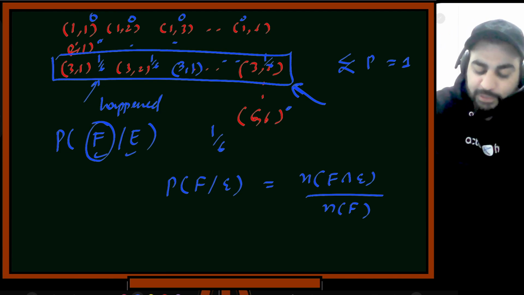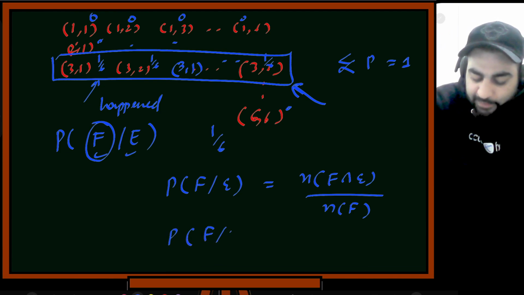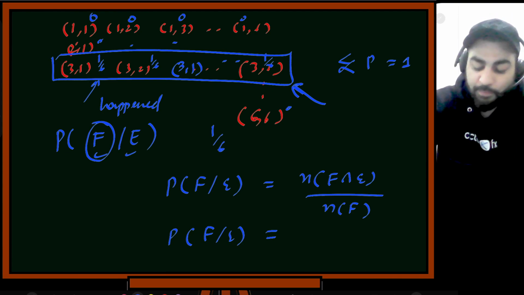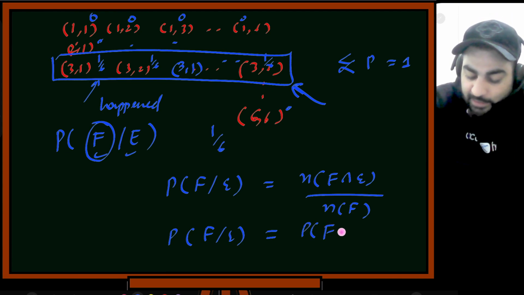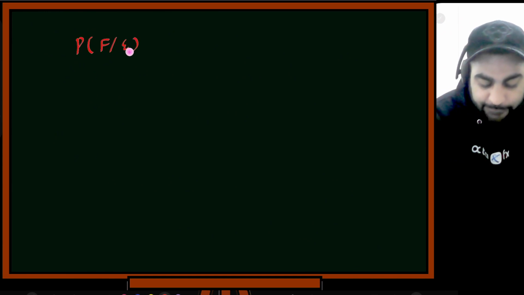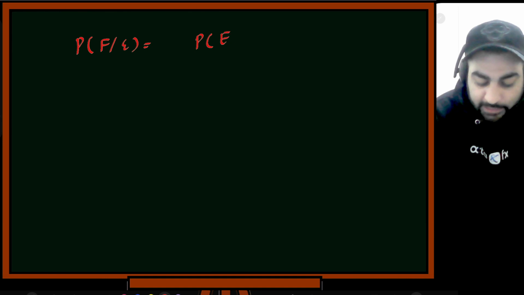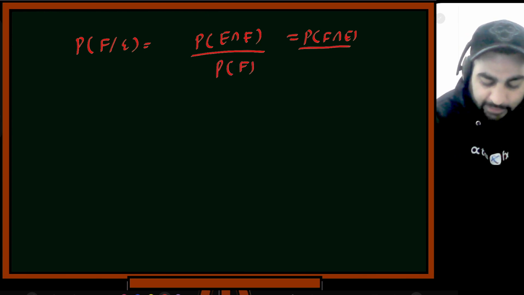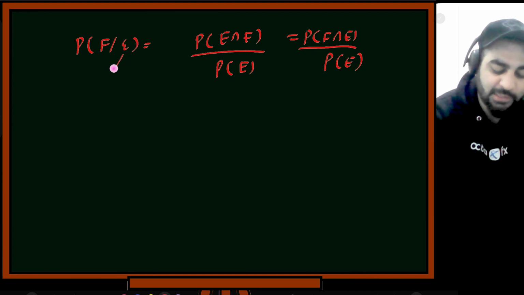From this we can also compute the probability of F given E even without counting the elements. If you just know the probabilities, you can compute the probability of F intersection E divided by the probability of E. So the probability of F given E is equal to the probability of E intersection F, or F intersection E, divided by the probability of E, whatever has happened.